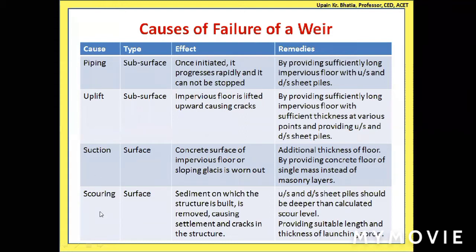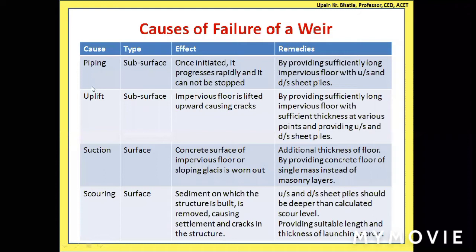Out of these four, the first two, piping and uplift, are caused by the subsurface flow. The water which is flowing through the pore structure of the soil or under the bed, that means inside the bed soil of the river, that flow is causing the failure. Uplift we have discussed in detail as of now. Piping also is something that is happening in the interior of the bed only. To prevent this piping, we provide the inverted filter also.